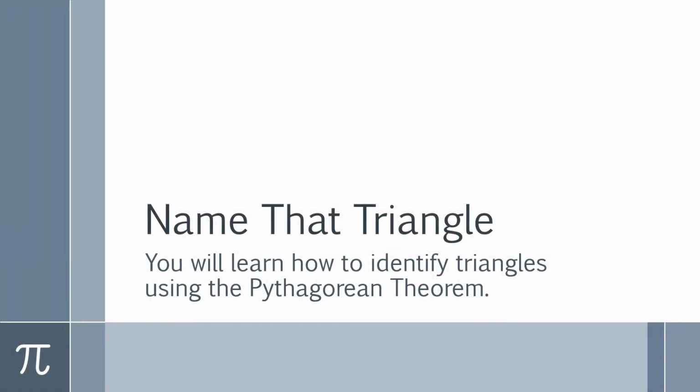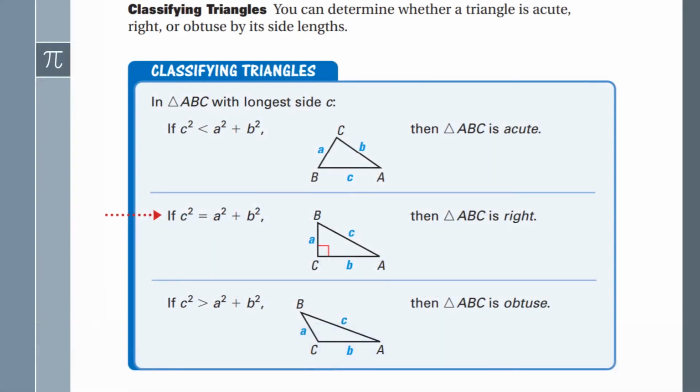Name that triangle. You will learn how to identify triangles using the Pythagorean theorem. When looking at the Pythagorean theorem, a squared plus b squared is equal to c squared, which is this second one. That theorem is used to find the length of the sides of a right triangle. But we can also determine whether a triangle is acute or obtuse using that same theorem.